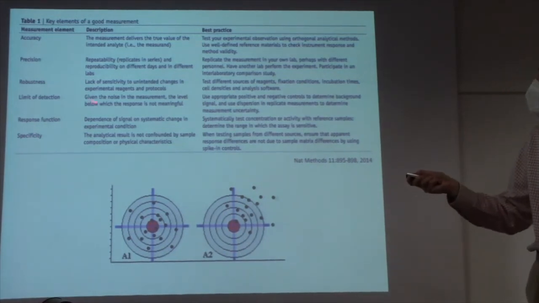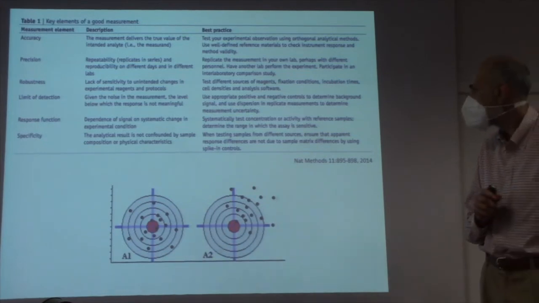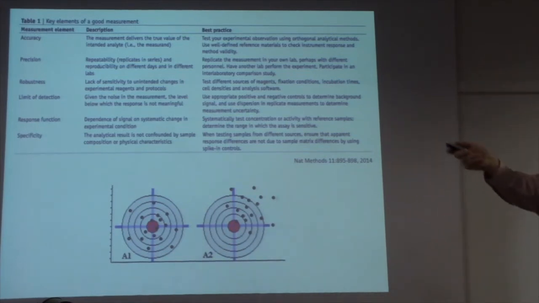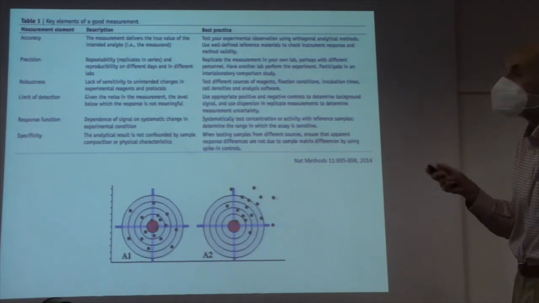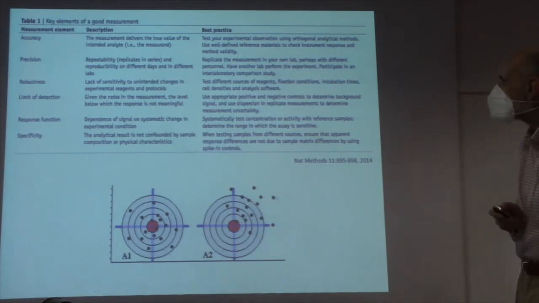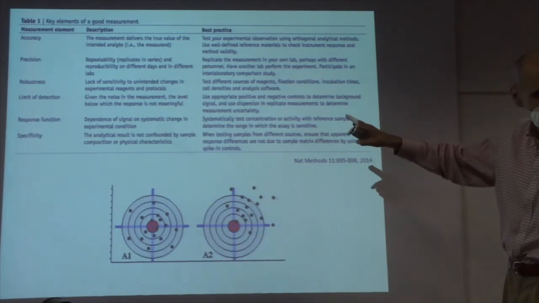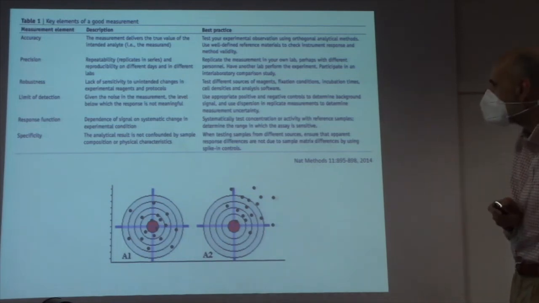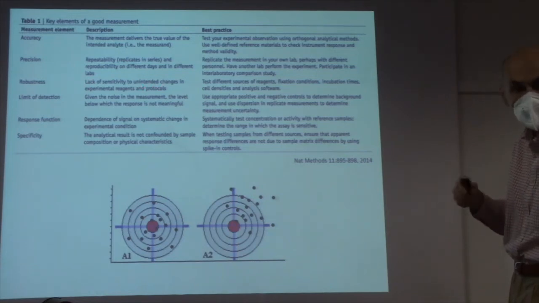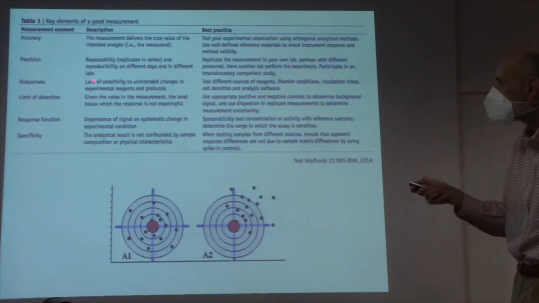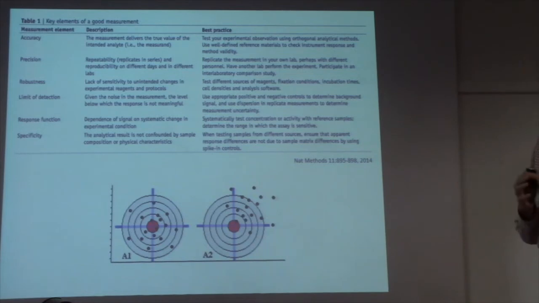Next, limit of detection. Oh, let's stop here and talk about the best practice. First of all, even before then, the official description of robustness. This table is not perfect, but it gives you a good idea of what we're talking about. It's the lack of sensitivity to unintended changes, what we call external influences, in experimental reagents and protocols. So here it's talking only about reagents and protocols.